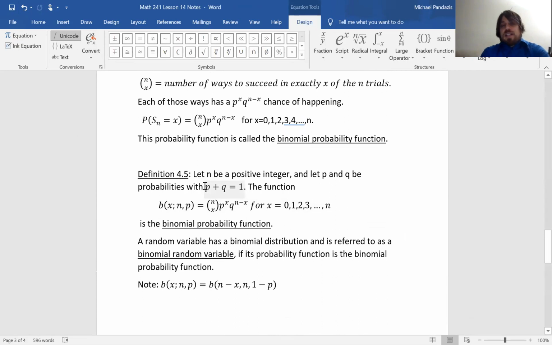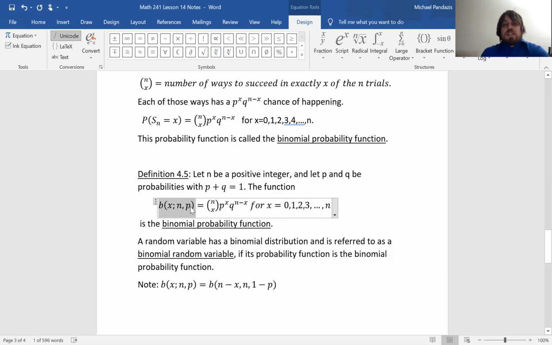Okay, here we said that if p plus q is 1, then this thing equals this value. This expression is what we use to talk about exactly x successes in n Bernoulli trials, the probability of exactly x successes in n Bernoulli trials. And so that's what this value is. That's what this function tells you: the probability of exactly x successes in n Bernoulli trials, where the probability of success is p.